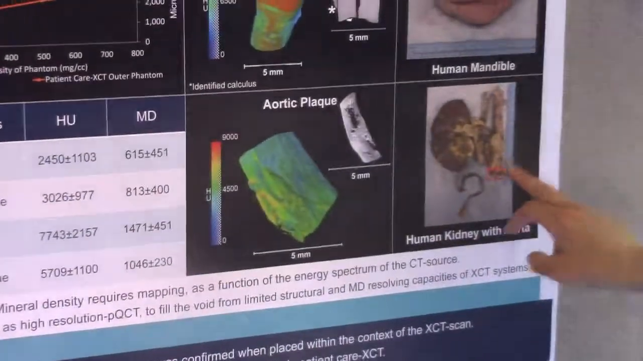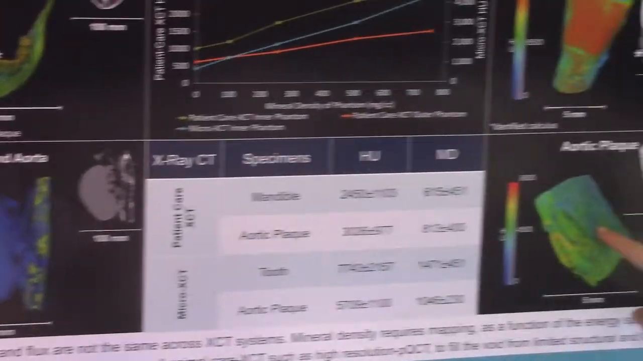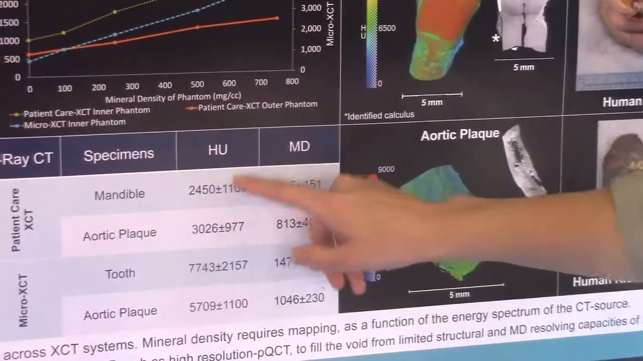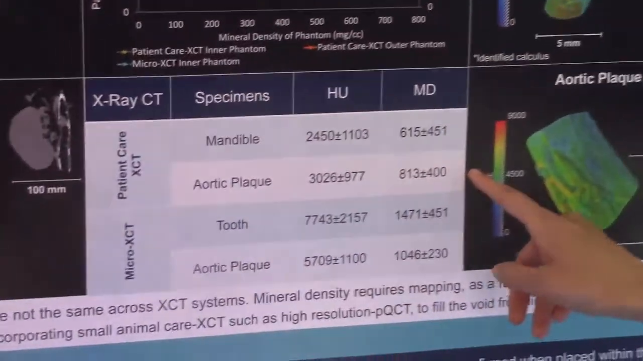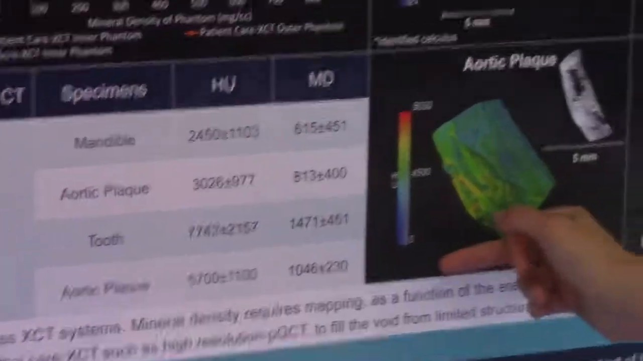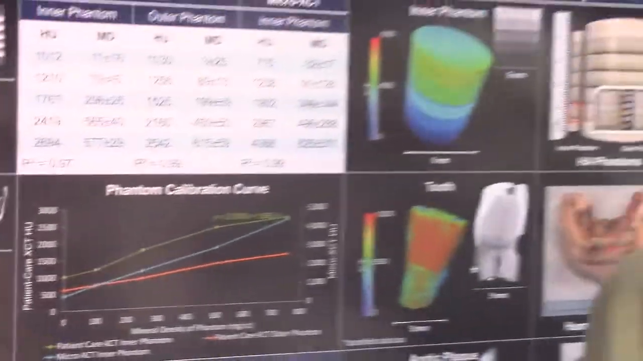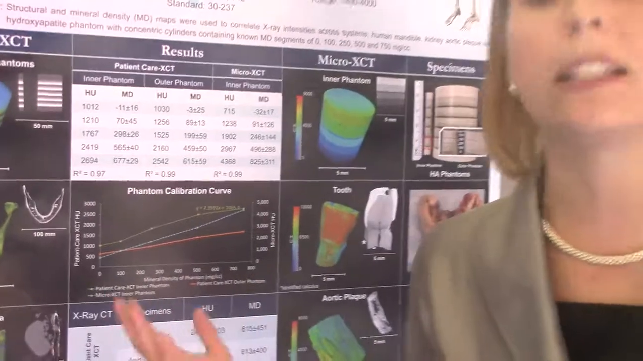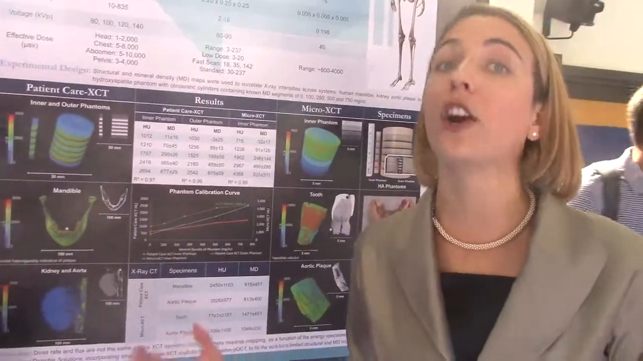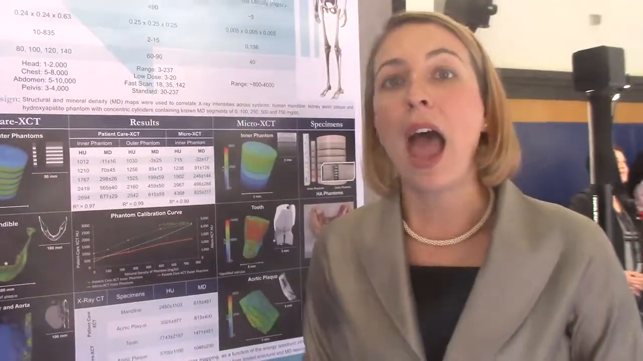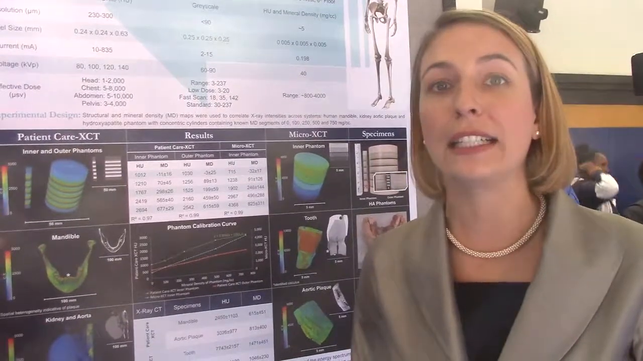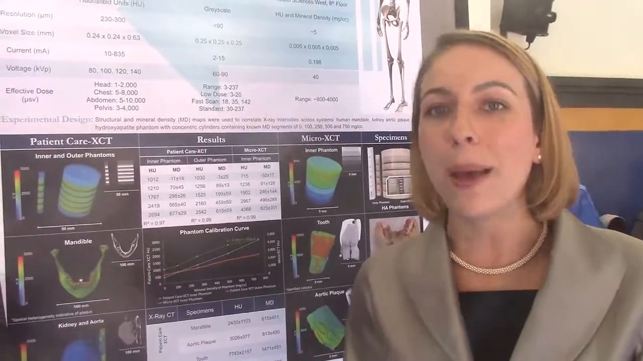And then we did the same for a kidney with the aorta, and we're able to take a sample and scan that in the Micro-CT, and then compare the Hounsfield units to mineral density. The mineral density was much more accurate on the Micro-CT, whereas with the patient care, it was way off. So what we're showing is that the systems we're currently using in clinical care are not as accurate as they need to be, and if we can improve that accuracy, we can detect early disease and offer better treatments for patients.